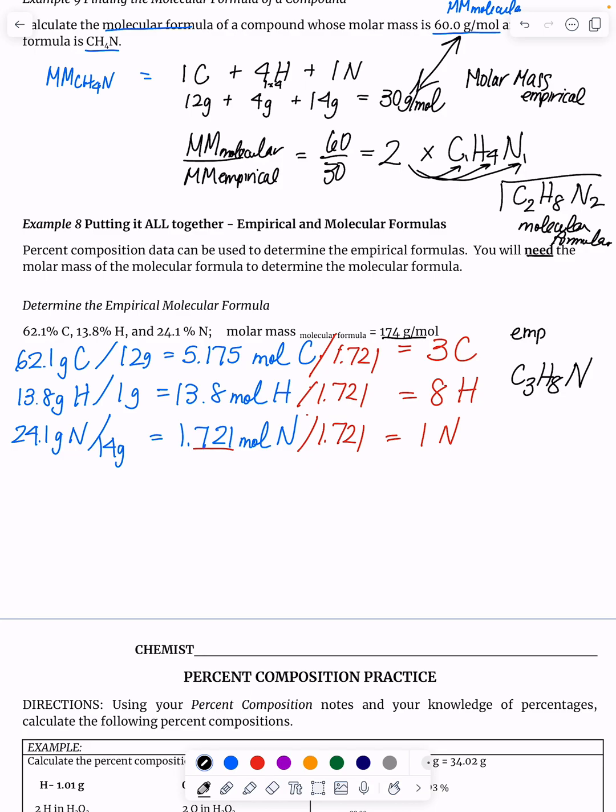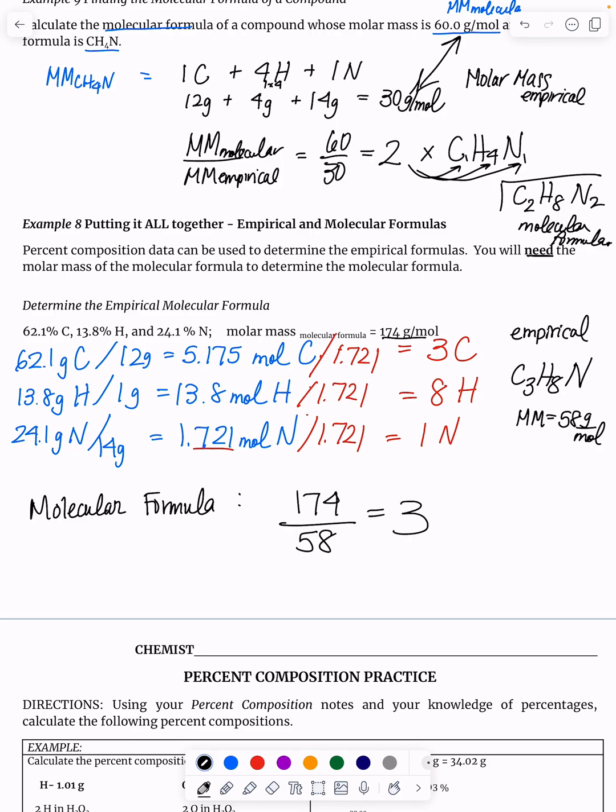Now, let me get its molar mass, because I have to compare it to the molar mass given here. This is the empirical. Now I've got to get the molecular, just like I did before. The molar mass of this is 12 times the 3, plus the 8, plus the 14. This molar mass is 58 grams per mole. So you're going to have to trust my math on that one. Well, the molar mass I was given was 174. So let's see if I can figure out the molecular formula. I would be doing 174 divided by 58. And I get 3.